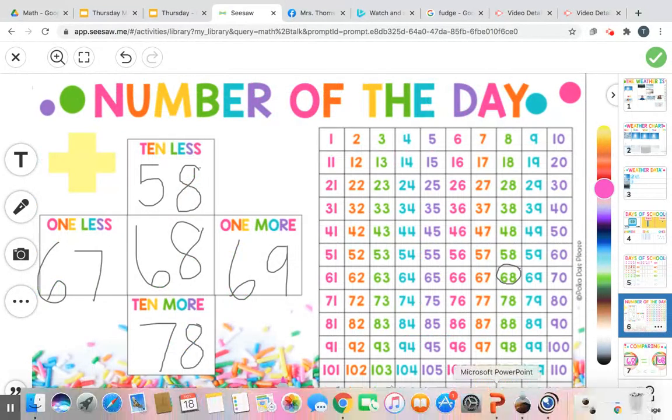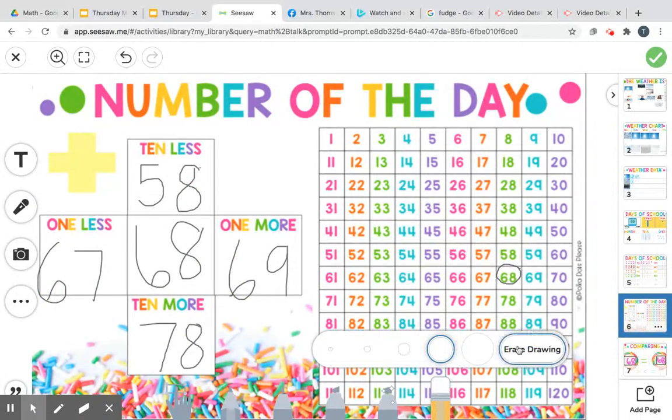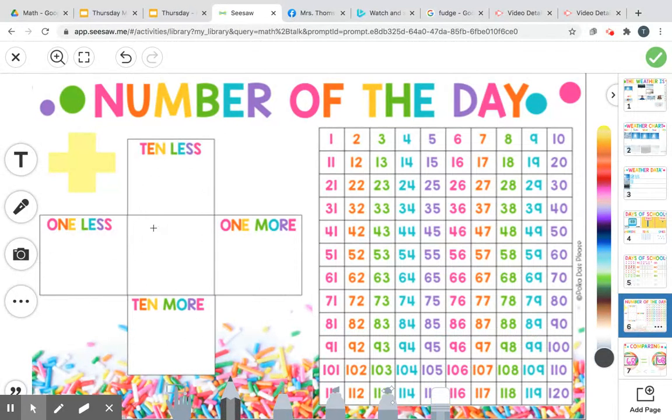Number of the day today, erase our drawing, is going to be 69. So let's find him on our hundreds chart. Here he is right here. So let's do 10 less and 10 more than 69. And at this point, we really should stop looking at our hundreds chart because we should be able to see our pattern.